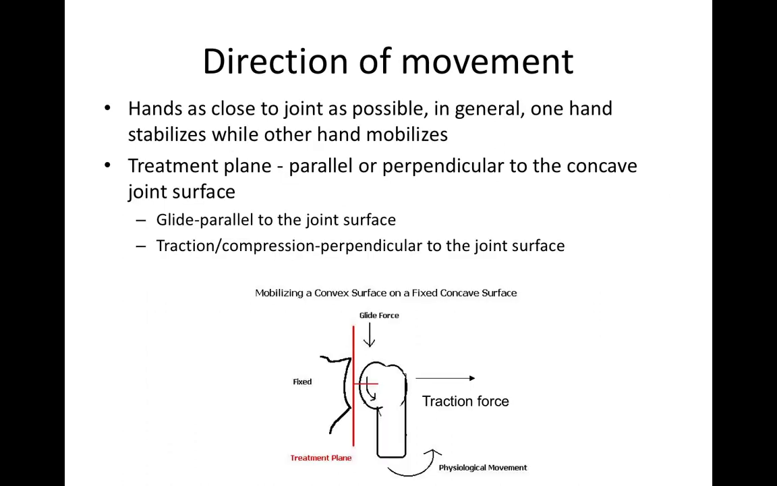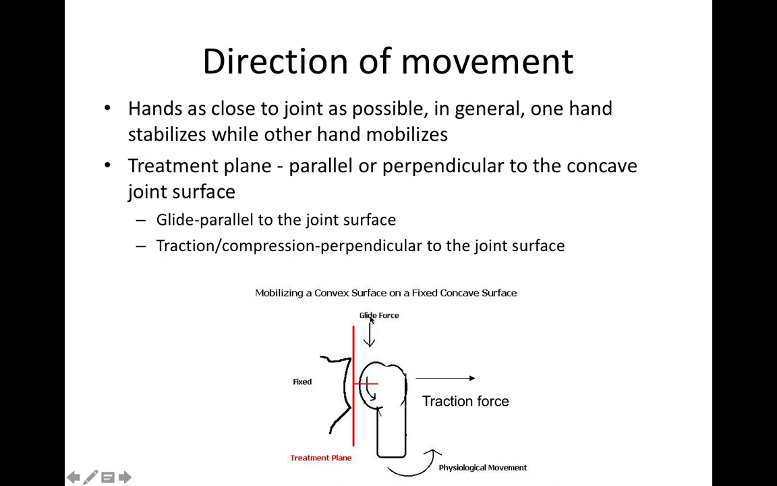If we're talking about direction of movement, one of the other procedural factors that's really important is to have the hands as close to the joint as possible. In general, one hand is going to stabilize where the other hand is going to mobilize. And typically we're trying to target a treatment plane. So we're trying to picture, do we want to stay parallel or perpendicular to the concave joint surface, for example? If we're doing a glide, then we want to move the joint parallel to the joint surface.